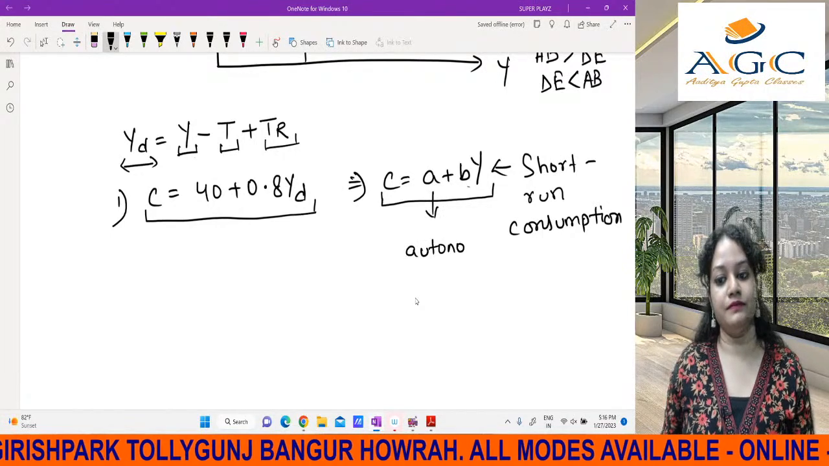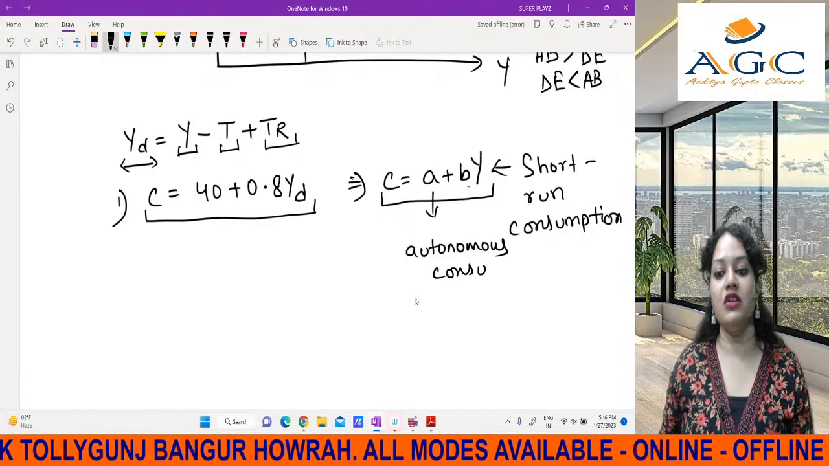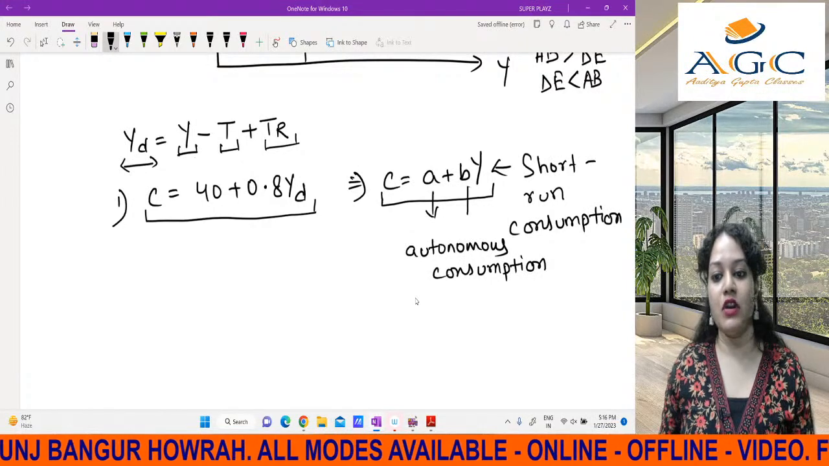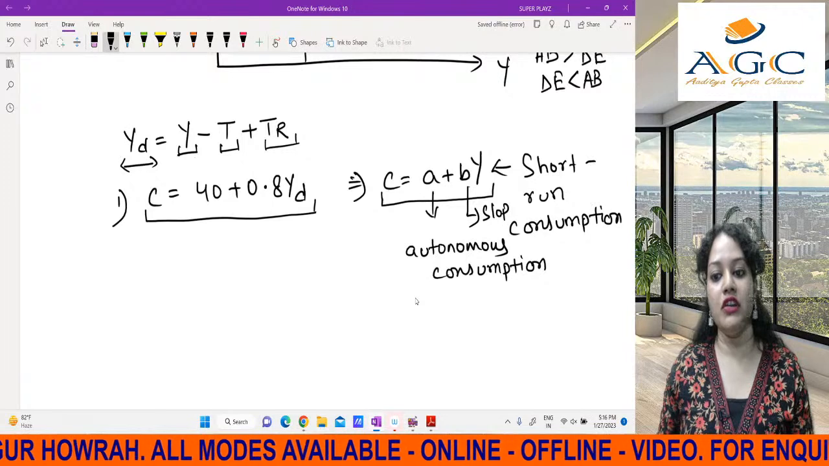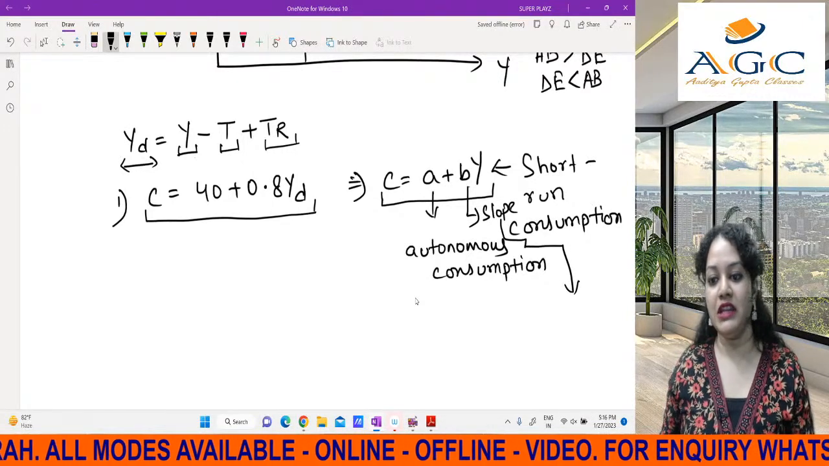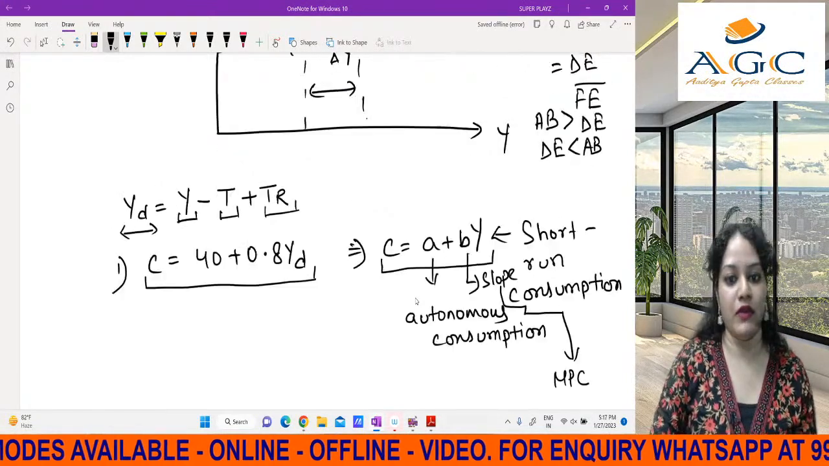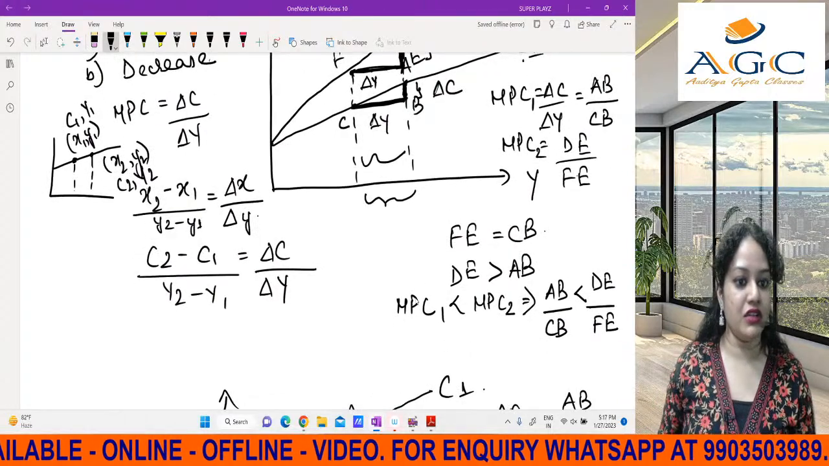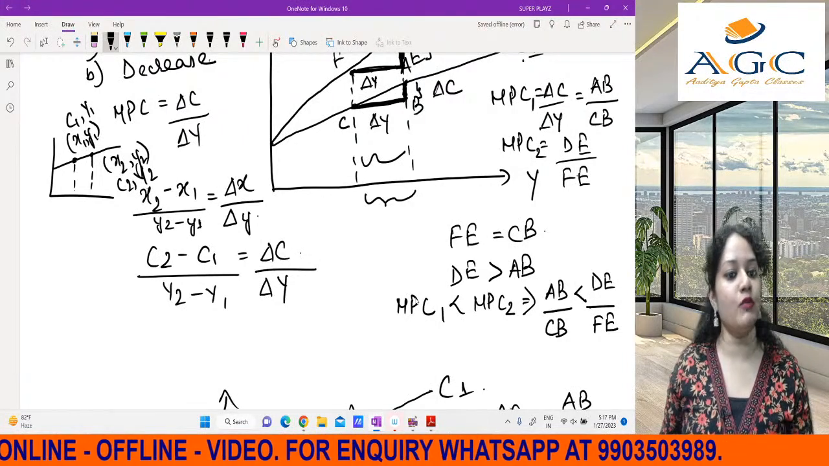Autonomous consumption, right? A is your autonomous consumption. Now B is what? B is your slope, or you can say that B is your MPC, right? Because when we were doing this one, we already saw that the way to find out our slope and the way to find out our MPC is both the same.